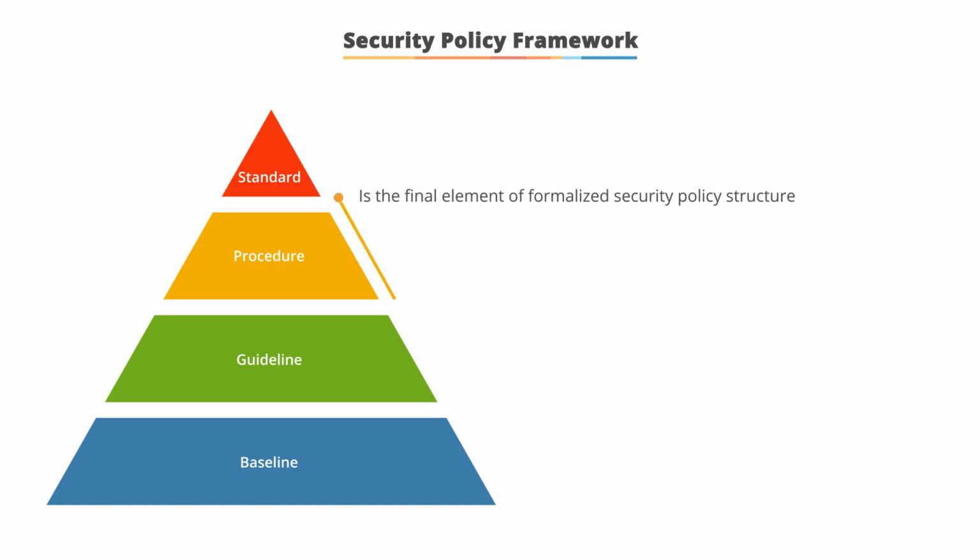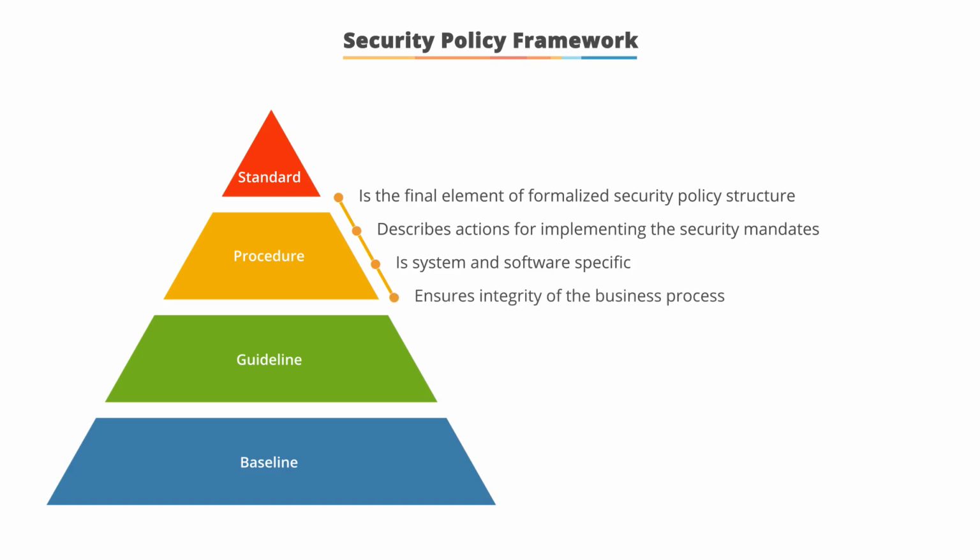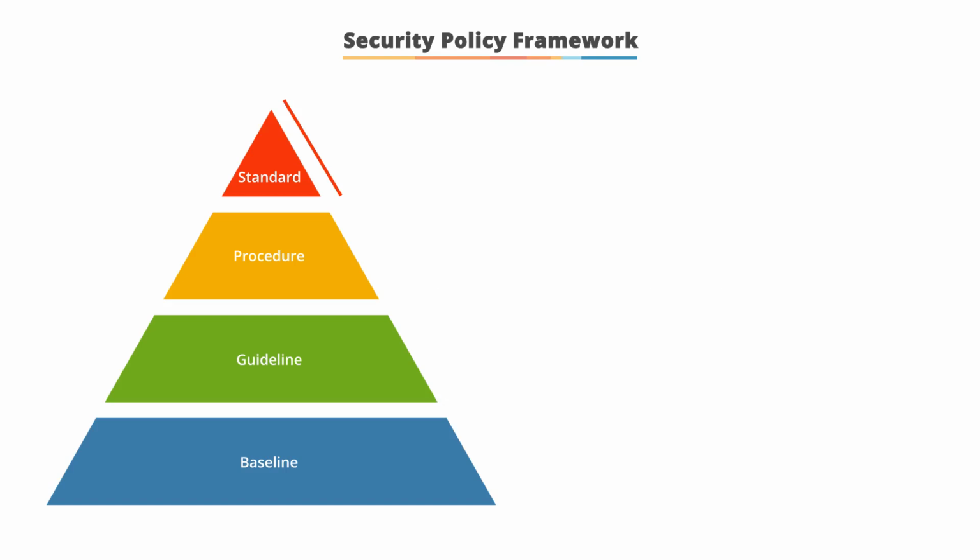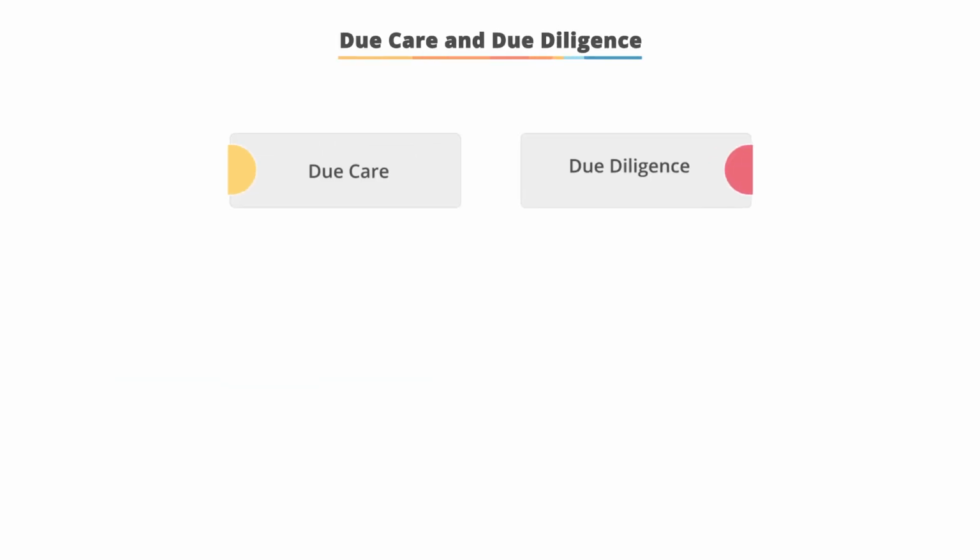Procedures. These are the final element of the formalized security policy structure. These are detailed, step-by-step documents that describe actions necessary to implement the security mandates, system and software specific, and the purpose is to ensure integrity of the business process. Standards. Standards define the compulsory requirements. They provide a course of action for uniform deployment of technology. These are tactical documents.